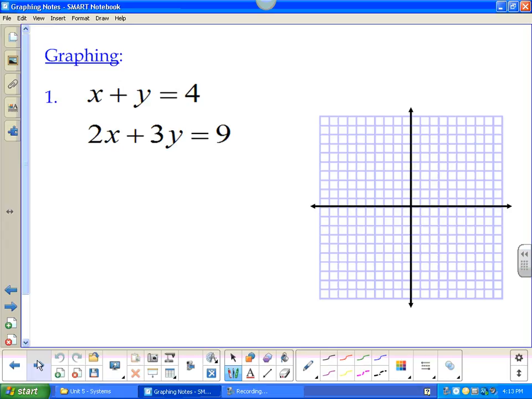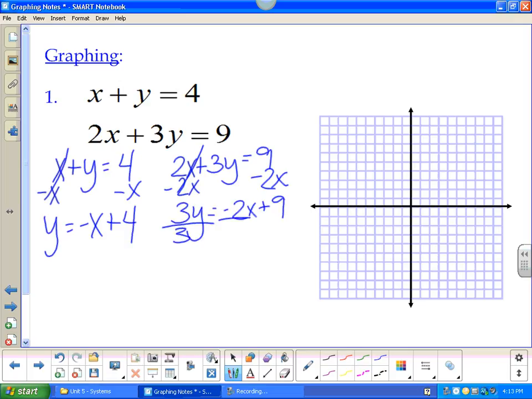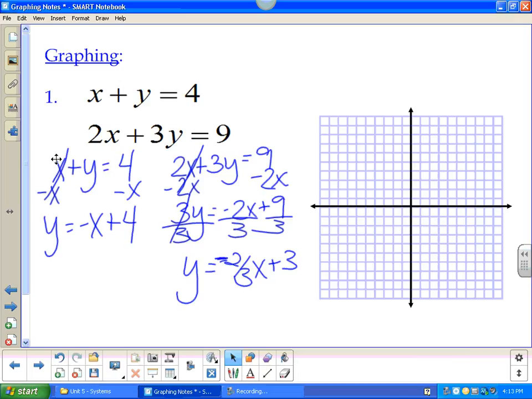So if we're going to solve this by graphing, I have to take my first equation and solve it for y. And then I have to take my second equation and solve it for y. Right, that's a negative. So to graph the first one, I'm going to go up to 4 and put a dot.